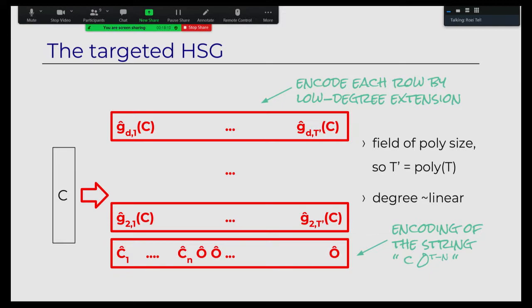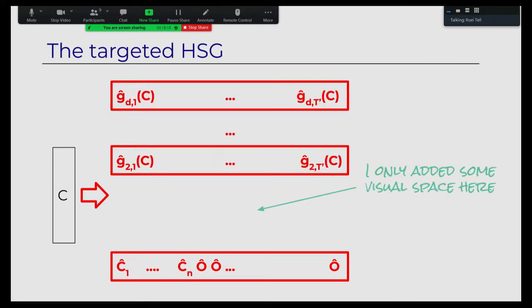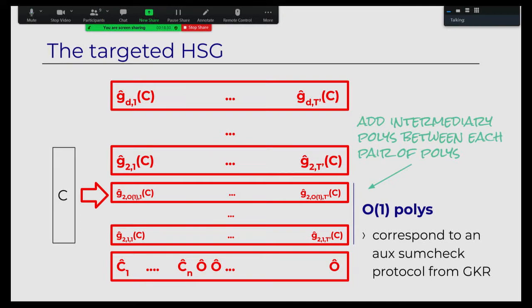Okay, so we replaced one structure with another. Our goal will be to have both structural properties simultaneously. And I did nothing here but add visual space, so we add a bit of space between each pair of rows. Between each pair of rows in the circuit, we're adding constantly many additional polynomials. These polynomials, I won't go into detail, but intuitively they correspond to an auxiliary sum check protocol that will allow us to verify the second row from the first row and the third row from the second row and so on and so forth.